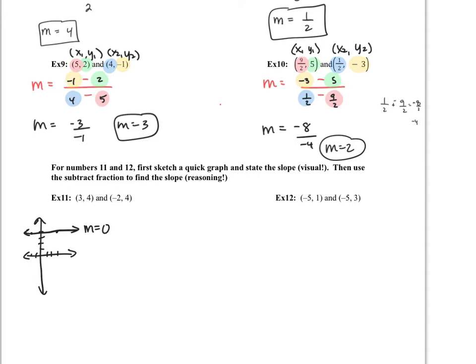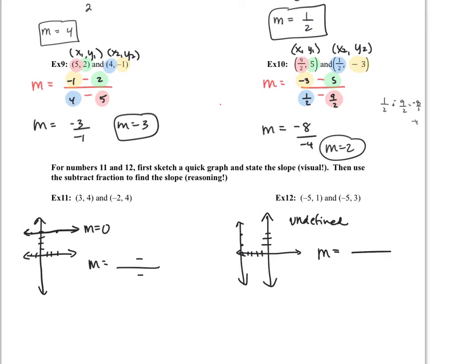And now let's do the same thing over here in example 12. So I've got -5, 1, and -5, 3. And if I connect those, I end up with a vertical line, and I know that that has an undefined slope. So the next thing that I want to do is see how the subtraction fraction can help me arrive at these answers, because right now what I'm using is my visual of horizontal is 0, vertical is undefined. Now I want to use the algebra.